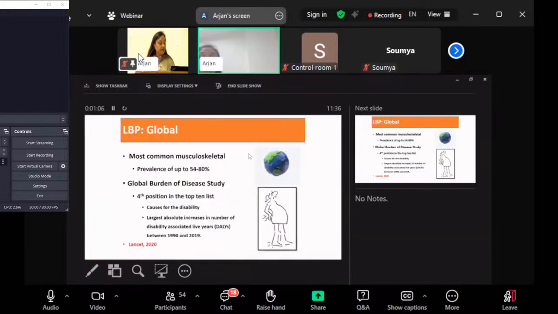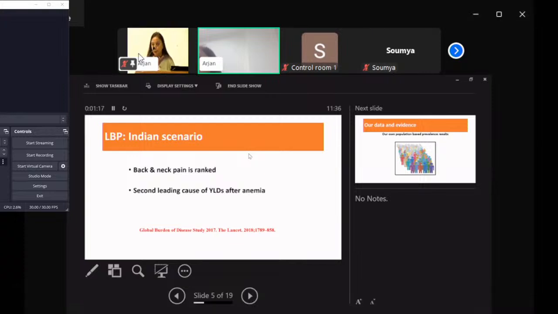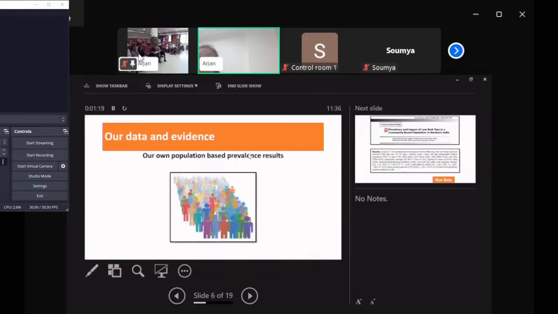Sorry. So when we come to the Indian scenario, back and neck pain is ranked the second leading cause of years lived with disability, only after anemia. Anemia is the topmost, which we all know, and back and neck pain is the second one.